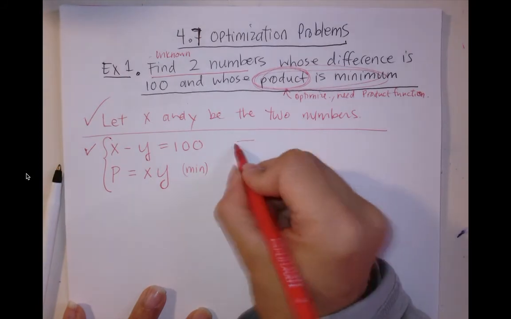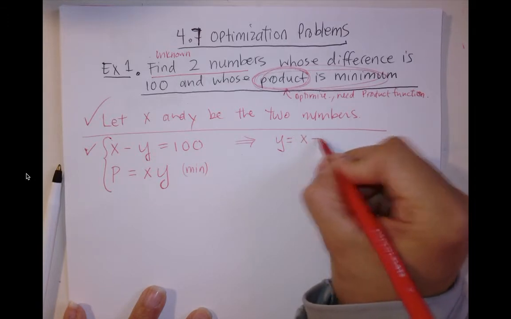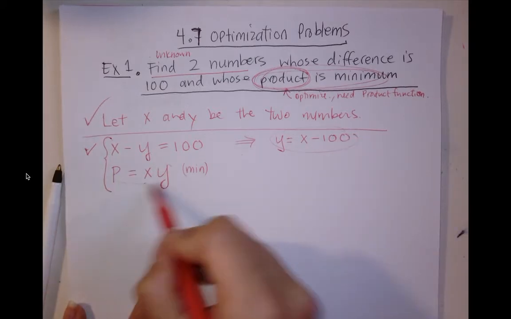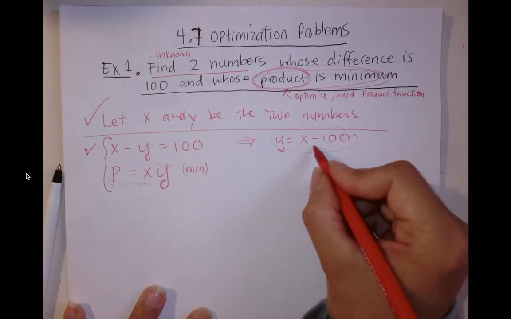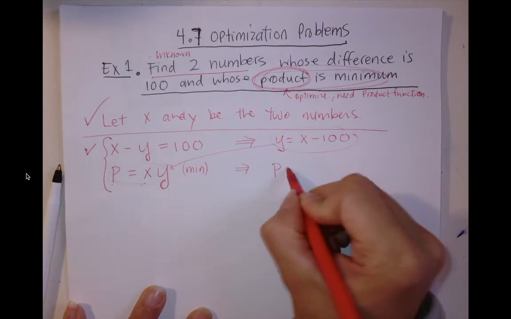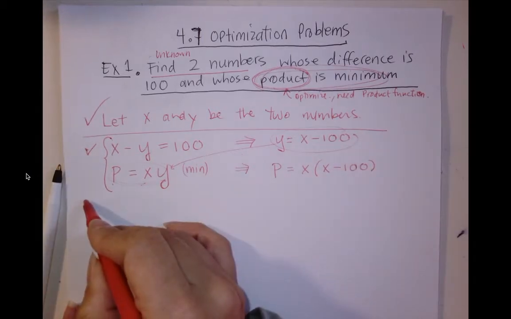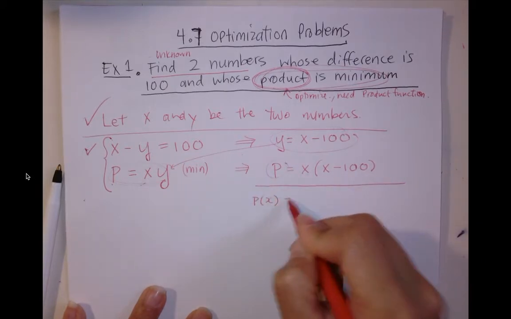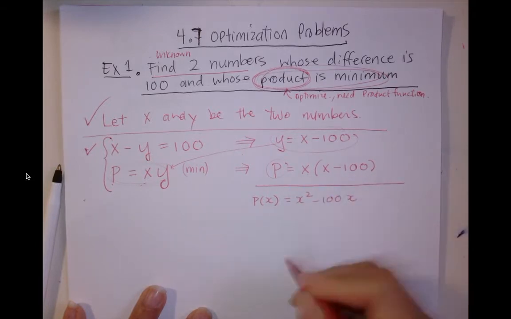Now, this equation implies that y is equal to x minus 100. And I can take this expression for y and substitute it into the product in order to express the product completely in terms of x. So if I plug this in for y here, then I get that the product is equal to x times y, which is x times (x minus 100). The key now is that I have the product expressed as a function completely of x. So I can write it as p of x equals x squared minus 100x. Okay, and this is my product function.